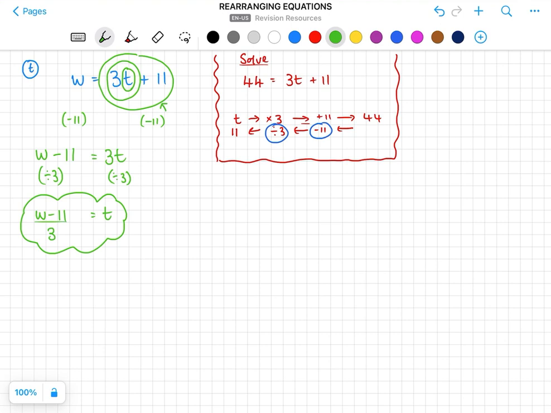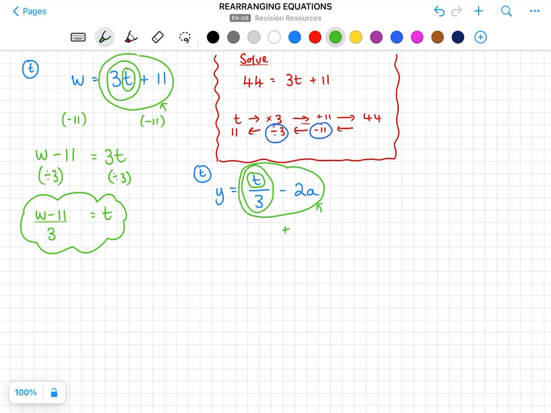Let's do another example. Y equals t over 3 minus 2a. And again, we are trying to make t the subject. Consider what's happening to our t, because that's what we want to get to. We are dividing it by 3 and then taking away the 2a. So we want to get rid of these outer circles before we can reach our t.